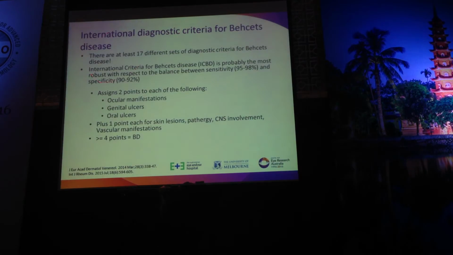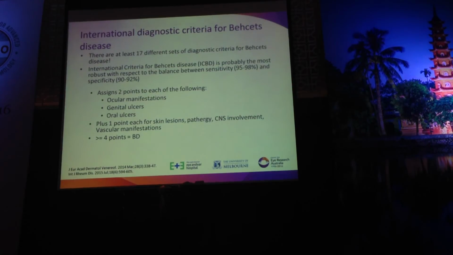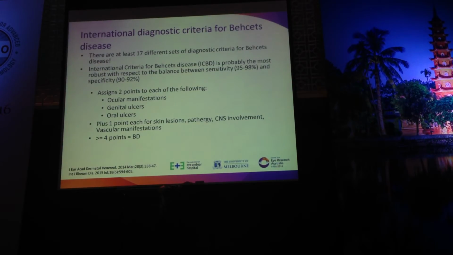And there are about 17 different ones, but there's recently been a consensus statement that assigns 2 points to ocular manifestations, genital ulcers, oral ulcers. These are the top 3 things that you've got to ask for in these patients. Because already, if you've got 2 of these, you've got Behçet's disease. And it's not just aphthous ulcers, we're talking about crops of ulcers, and the patients will actually volunteer that they are incredibly painful.